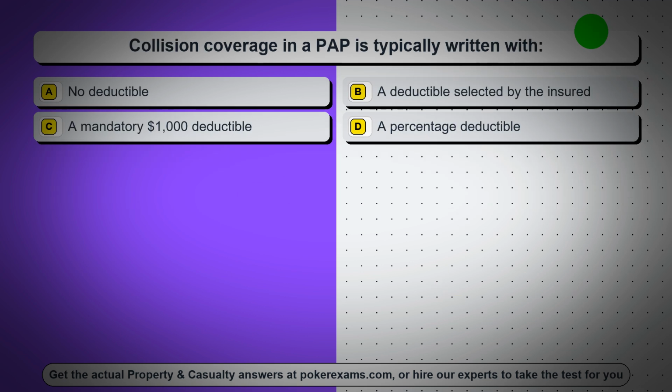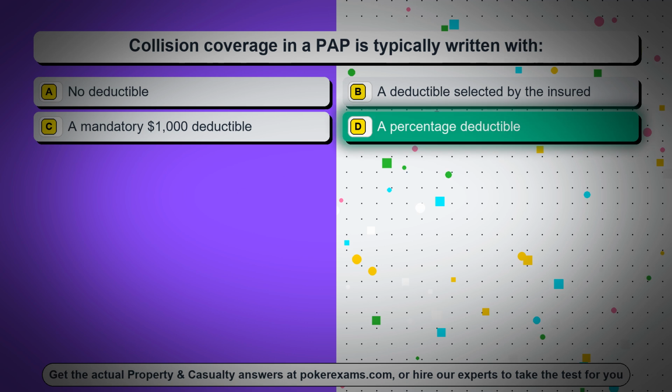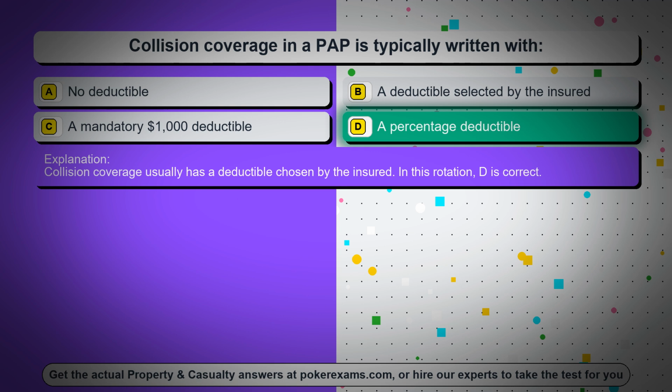Question 48. Collision coverage in a PAP is typically written with: Option A, no deductible. Option B, a deductible selected by the insured. Option C, a mandatory $1,000 deductible. Option D, a percentage deductible. The correct answer is option D, a percentage deductible. Collision coverage usually has a deductible chosen by the insured. In this rotation, D is correct.